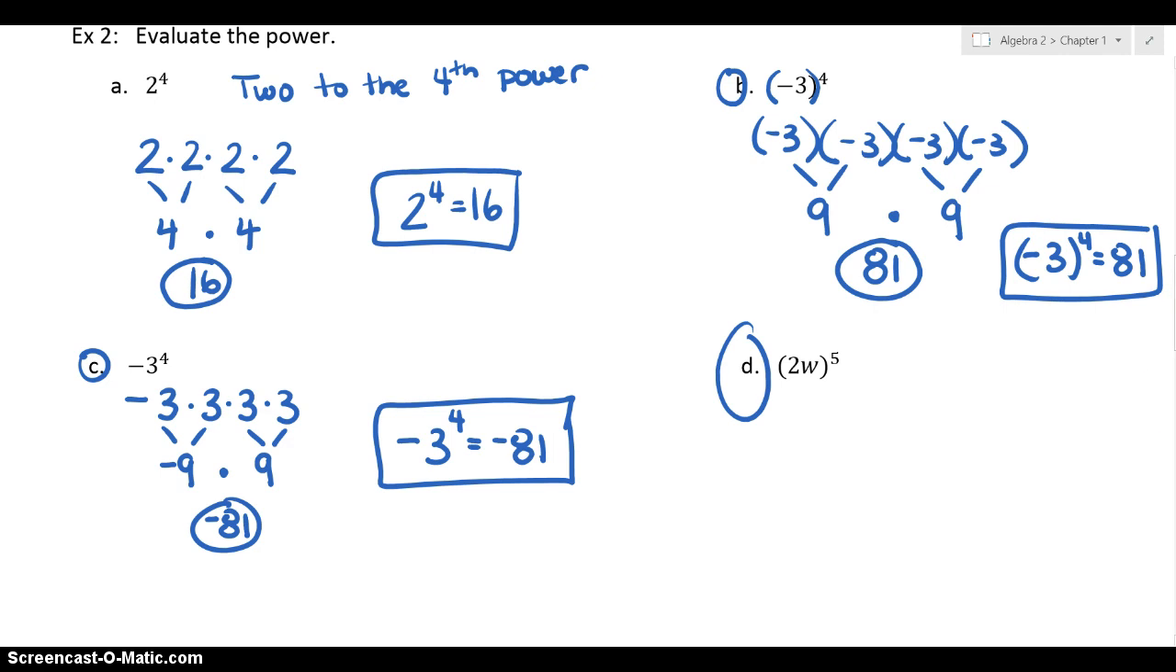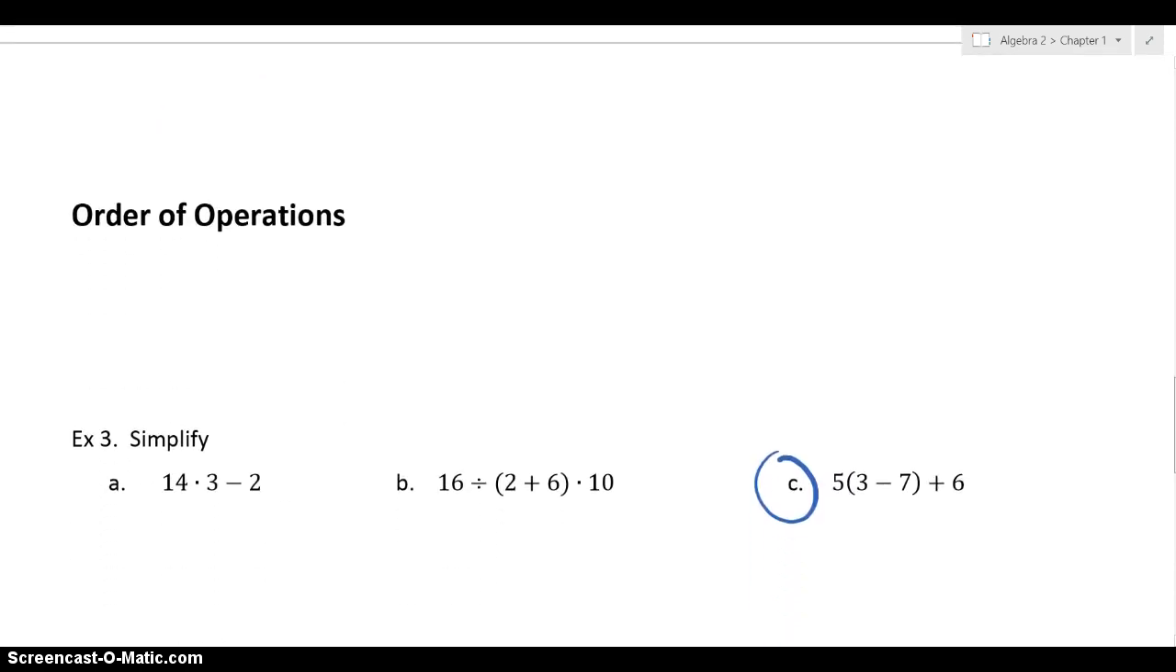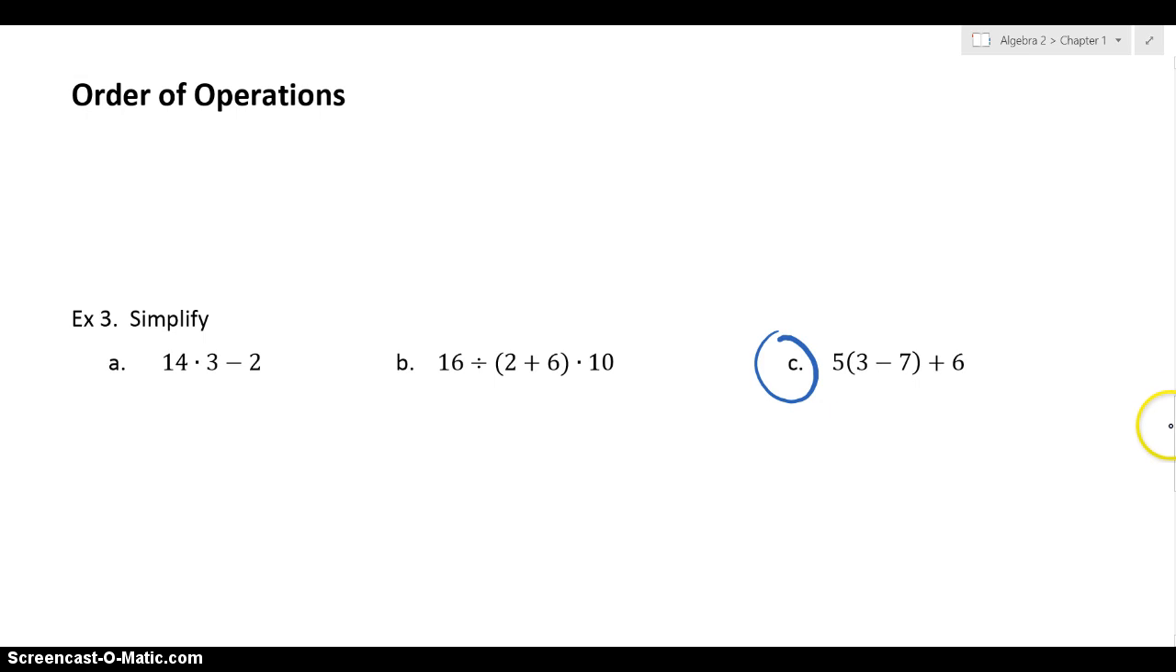Alright, we're going to head on down a little bit to the next page, and we're going to talk about the order of operations. So I know that you are familiar with Please Excuse My Dear Aunt Sally, which is an acronym for the order of operations. So we have parentheses first, and then after that we have exponents that we need to worry about.